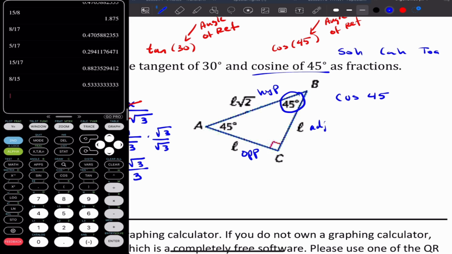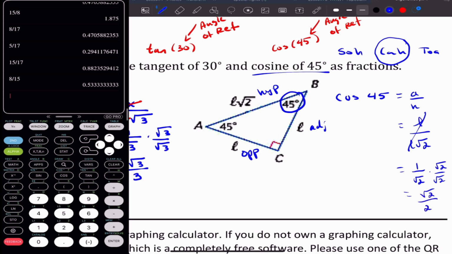So since I'm dealing with cosine, I should look at CAH, which means that is equal to adjacent over hypotenuse. So the adjacent side is L, and the hypotenuse is L root 2. So then I'm going to cancel the two L's. I have 1 over root 2, then we'll multiply the top and bottom by root 2, so that's root 2 over 2. The cosine of 45 is root 2 over 2.